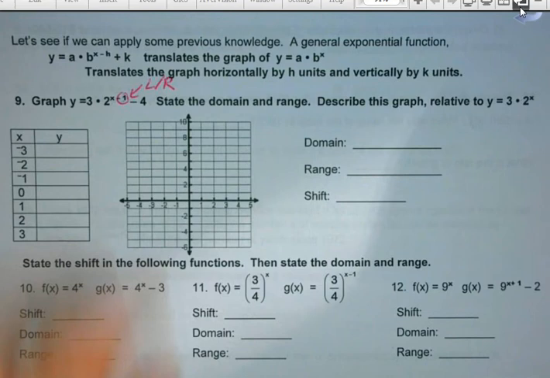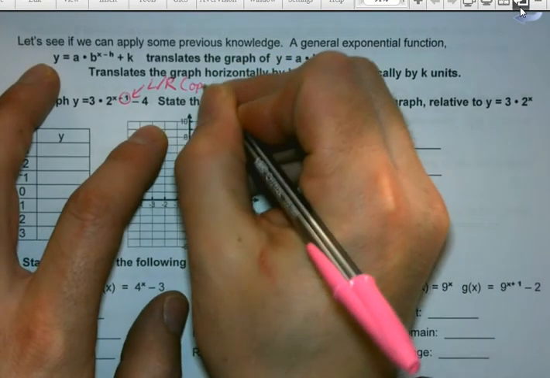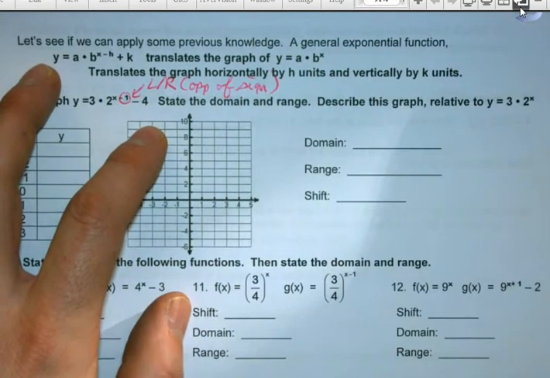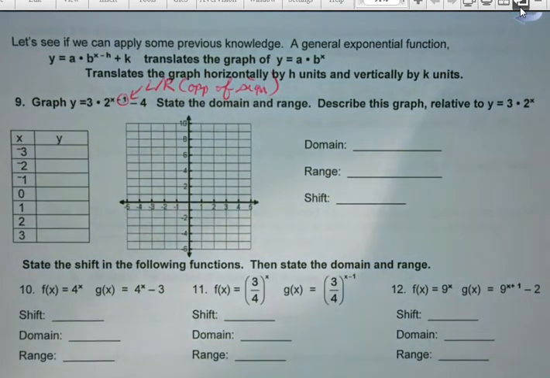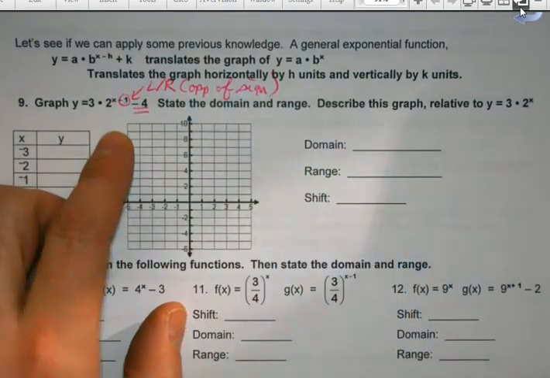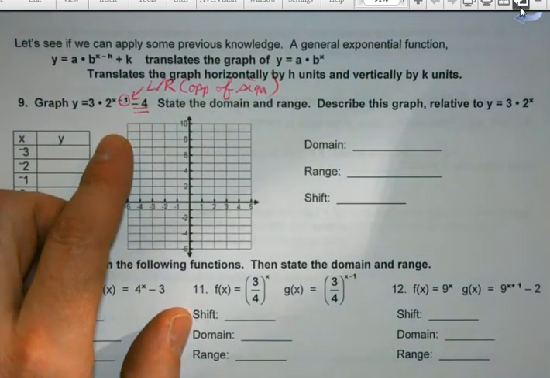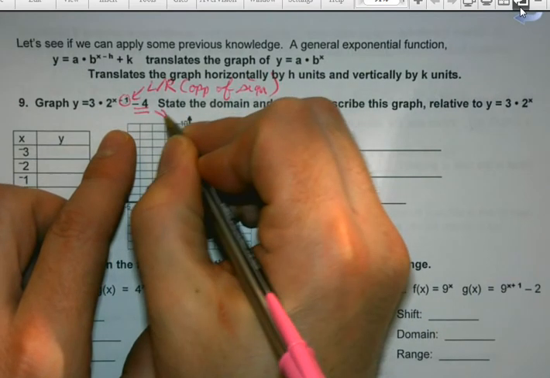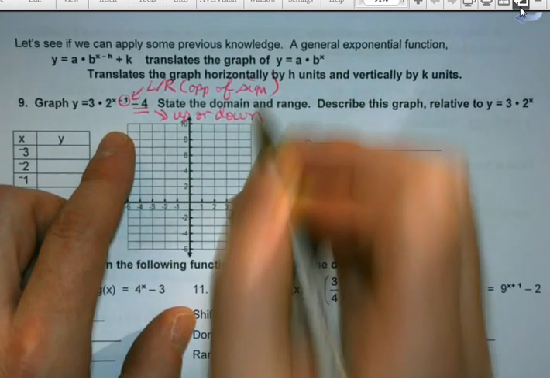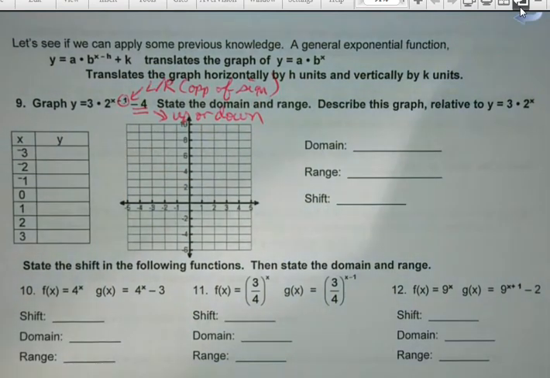Remember, it's going to be the opposite of whatever my sign is. So negative, you think you're going left, but you're not. Negative means I'm going to shift my graph to the right. When I see the value at the end, that's my up or down shift. But that actually is what you see. So a negative will be a downward shift. A positive would be up.